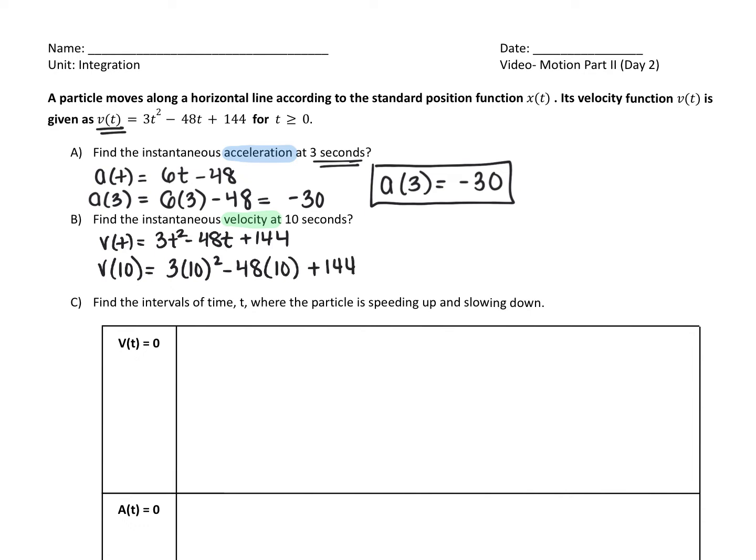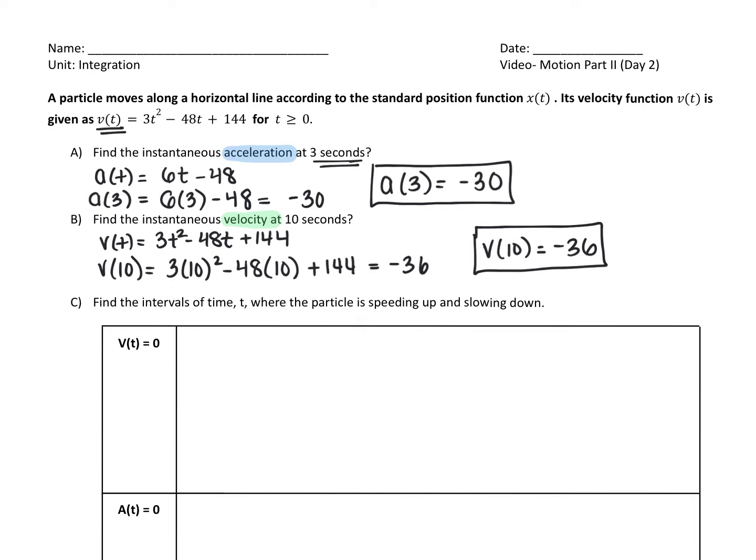So go ahead, pause the video, type that into your calculator, and then hit resume when you're ready for the answer. Okay, so you should have gotten negative 36. So my instantaneous velocity, v of 10, at 10 seconds, is negative 36.